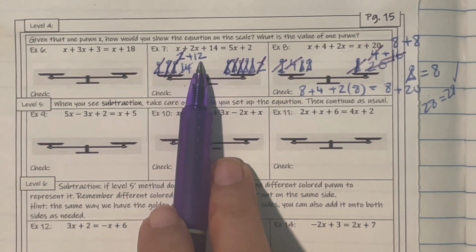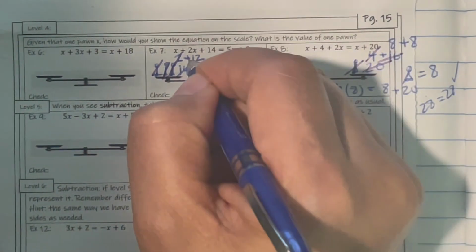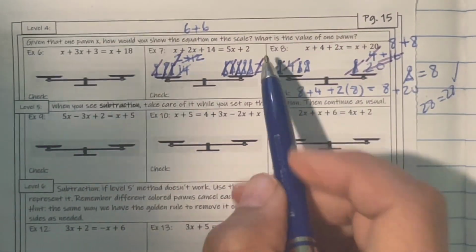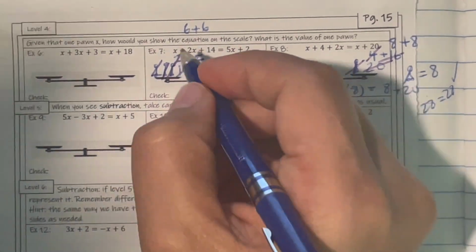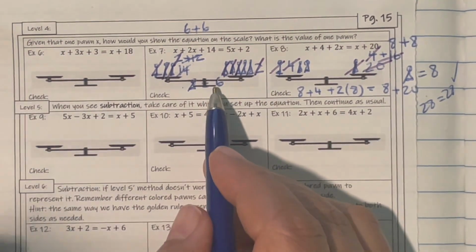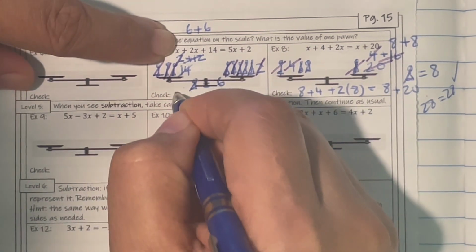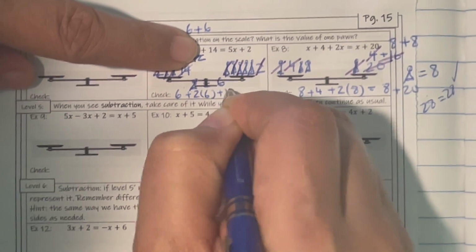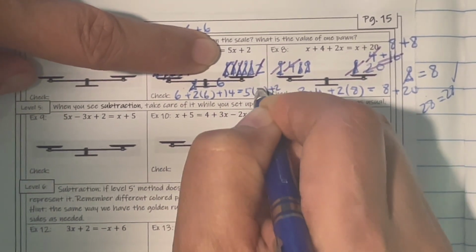So 2 of them is equal to 12, and they're equal, right? What 2 equal numbers give me 12 when I add them together? That's 6 plus 6. So if 2 pawns are equal to 2 6s, 1 pawn is equal to 6. So I have 1 pawn is equal to 6, and that's what I'm checking. We're going to replace the x's with 6. So I have 6 plus 2 times 6 plus 14 equals 5 times 6 plus 2.